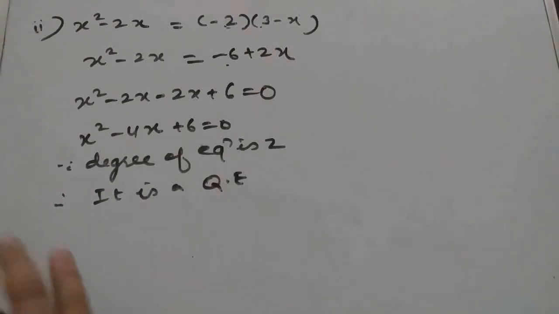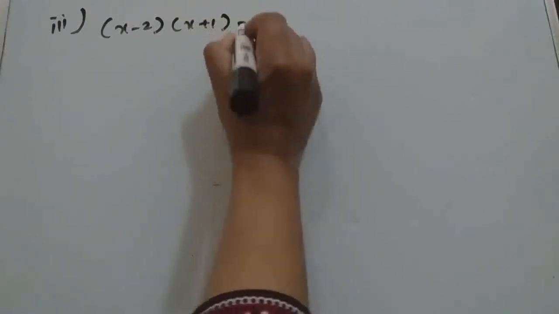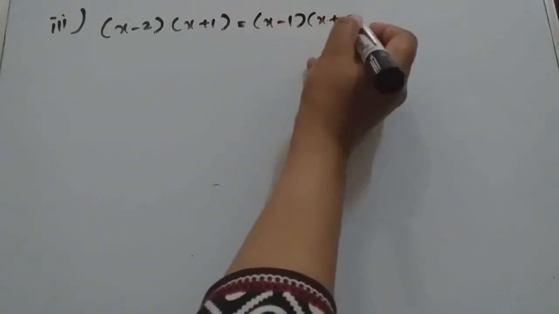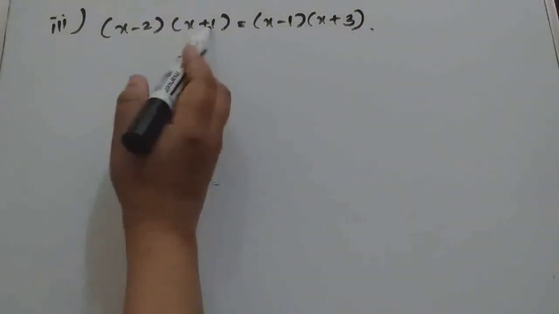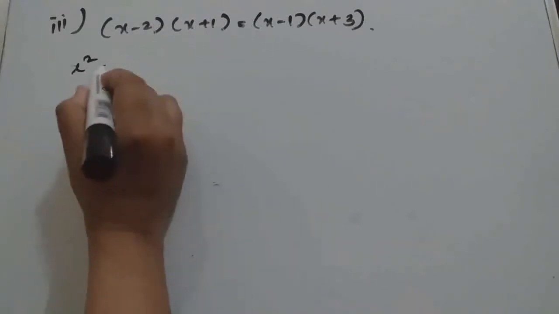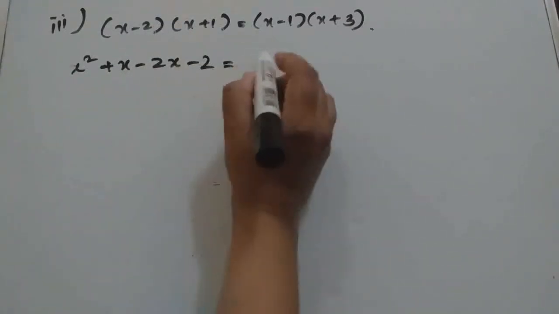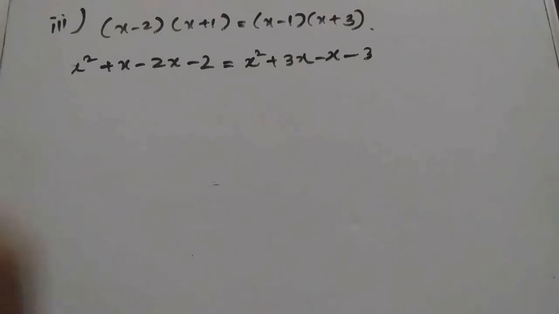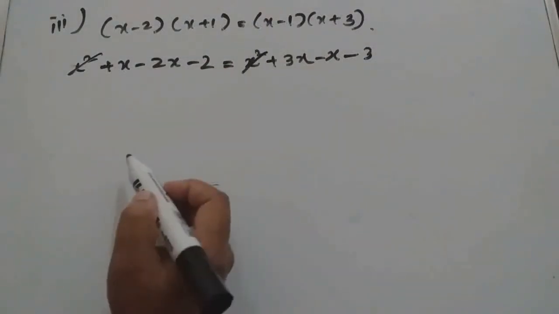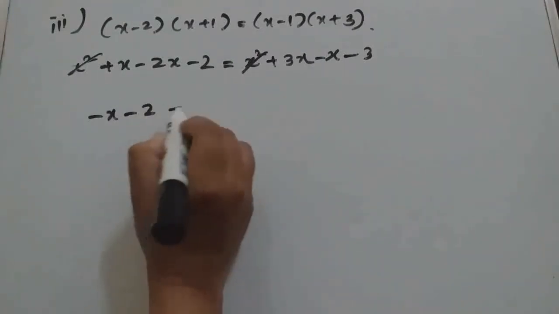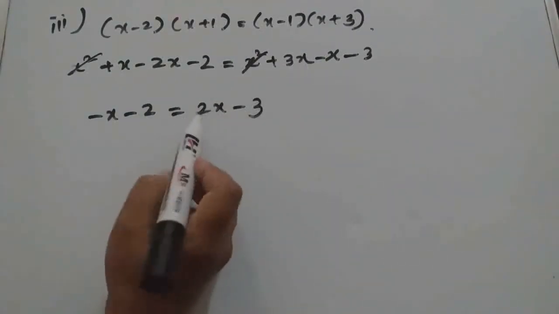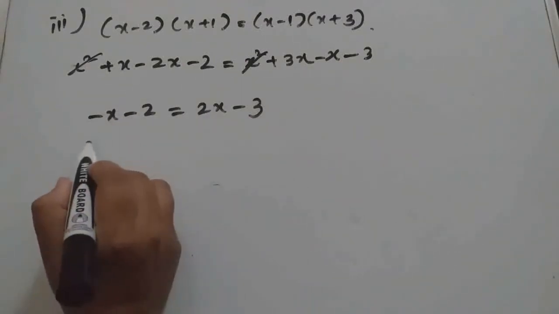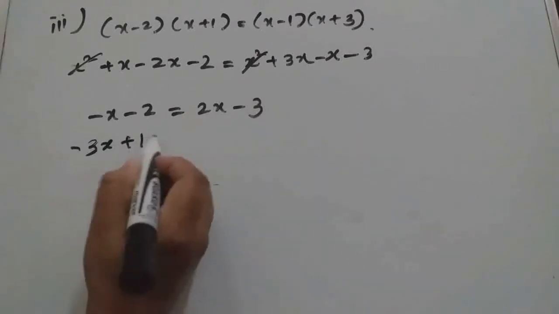Okay. For the next one, x minus 2 into x plus 1 equal to x minus 1 into x plus 3. So now we will open the bracket: x square plus x minus 2x minus 2. Here x square plus 3x minus x minus 3. Now if you observe, x square term we can cancel from both the sides. This is minus x minus 2 and here 2x minus 3. So shift this number here. So minus 3x plus 1 equal to 0.